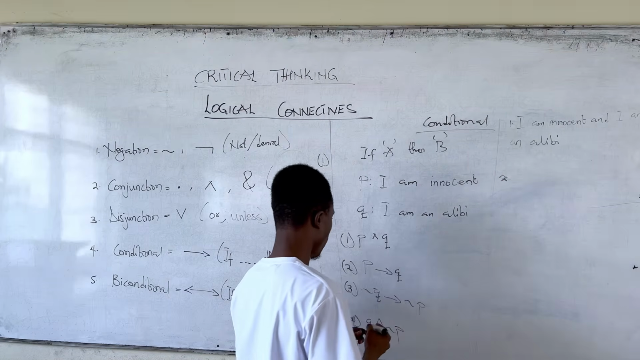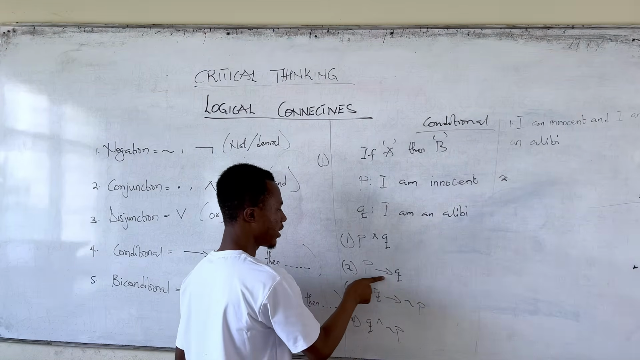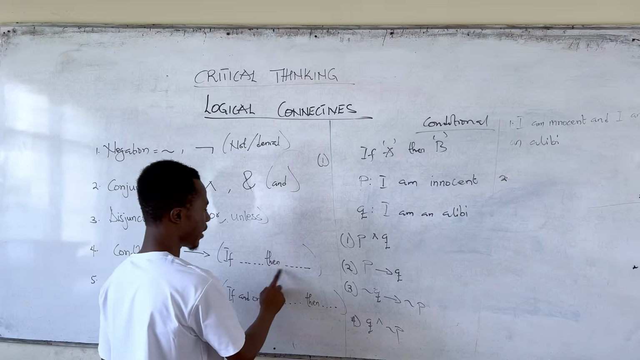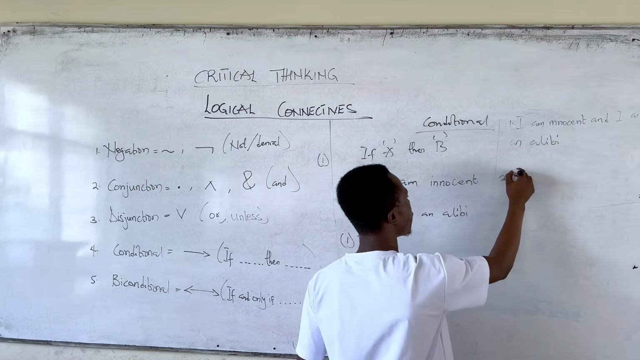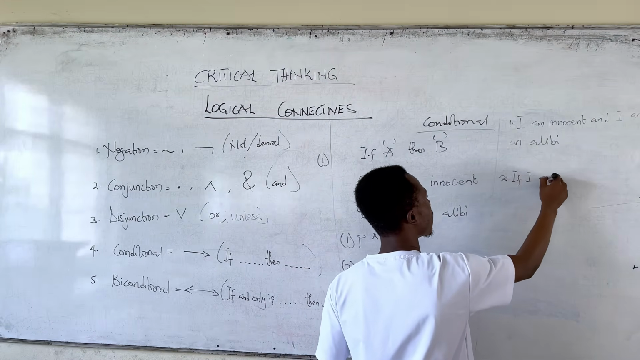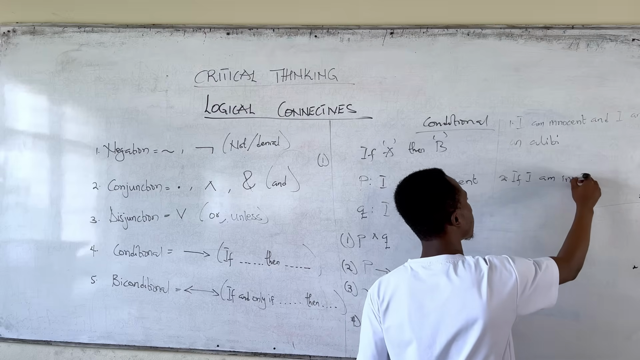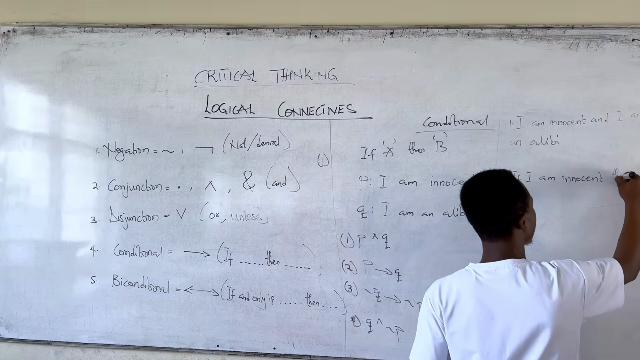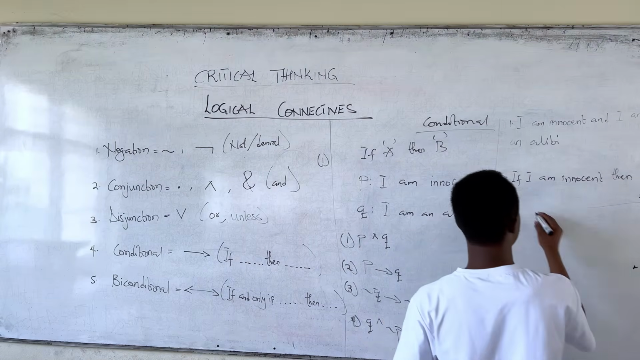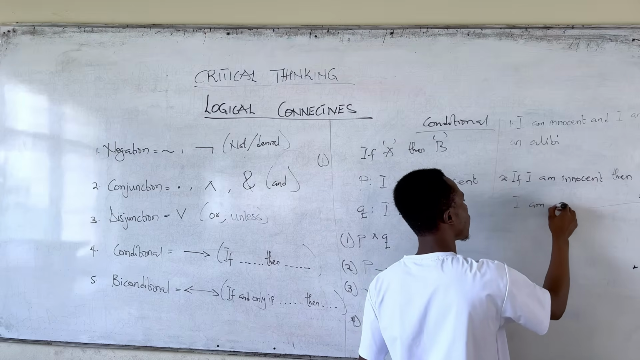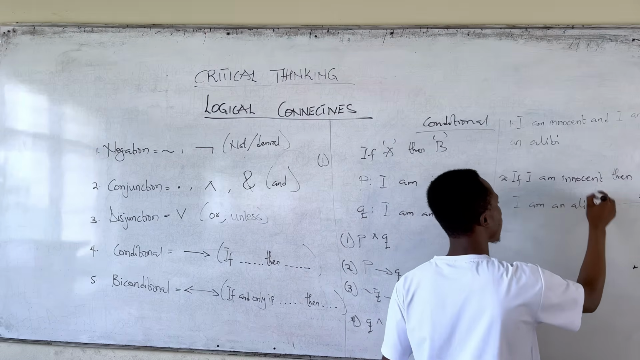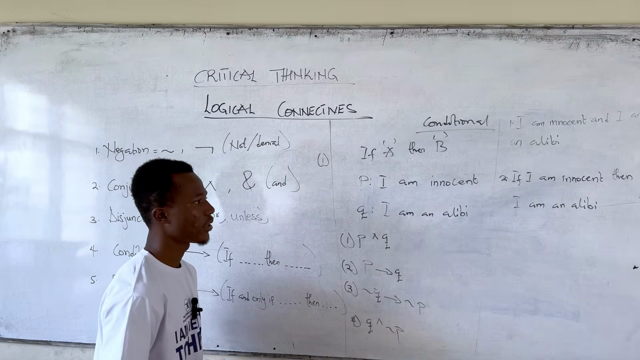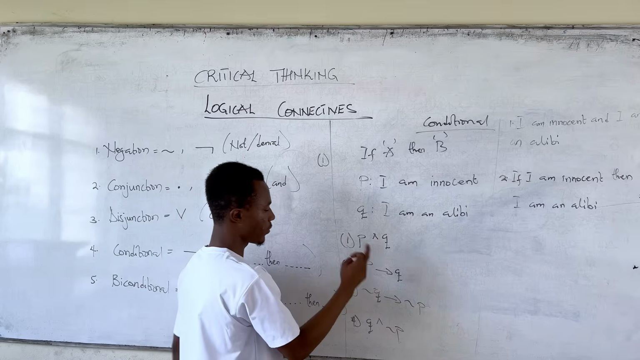We move on to the second one, which is P conditional Q. This is the conditional, right? So if dot dot dot, then. We are going to say: if I am innocent, then I have an alibi. As simple as that. If I am innocent, then I have an alibi. So that is it for number 2.